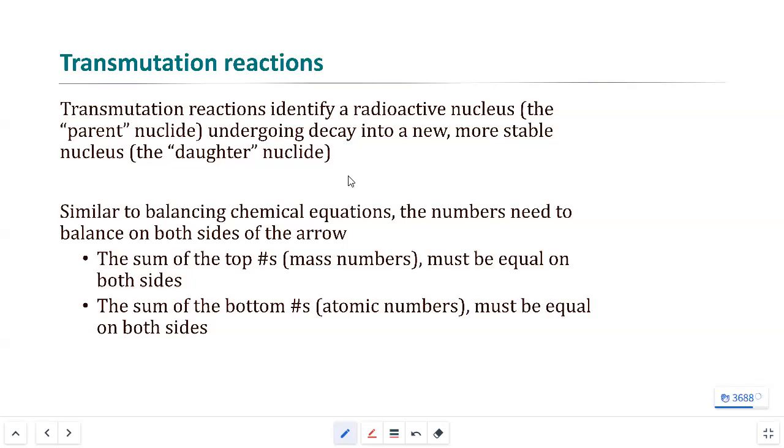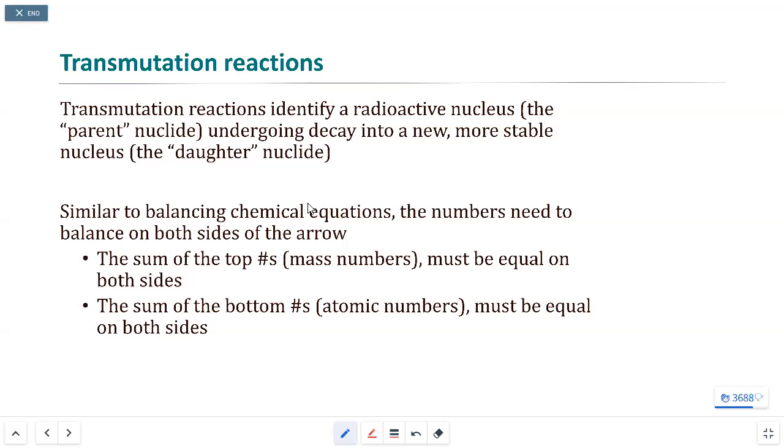We're going to track total charge using atomic number. Those are the things that we need to track. So the way that we know that a nuclear equation is balanced is we look at both sides of the equation and we say, okay, what are the atomic numbers on the reactant side? What are the atomic numbers on the product side?